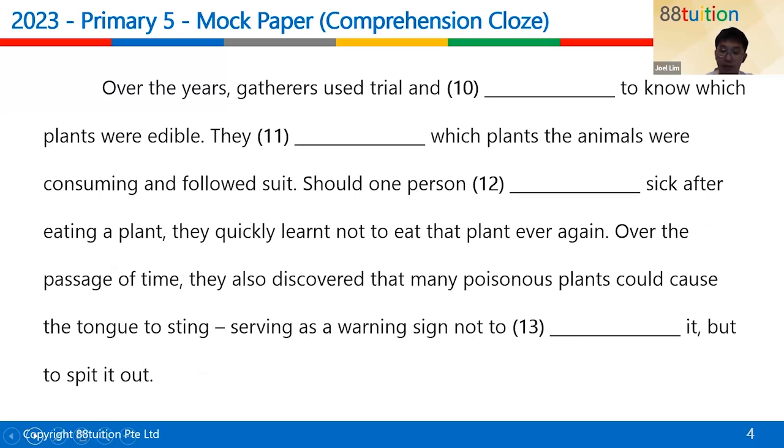Over the years, gatherers used trial and blank to know which plants were edible. They blanked which plants the animals were consuming and followed suit. So very smart, right? The early people, they actually saw what the animals were eating and they tried eating what the animals were eating as well, and tried and saw what kind of effects it had on their body. And then if it was good, they continued eating it, basically. Should one person blank sick after eating a plant, they quickly learned not to eat that plant ever again. Over the passage of time, they also discovered that many poisonous plants could cause the tongue to sting, serving as a warning sign not to blank it, but to spit it out.